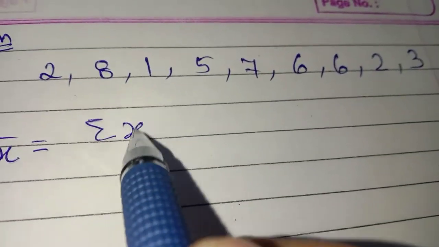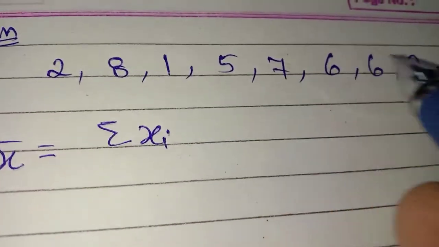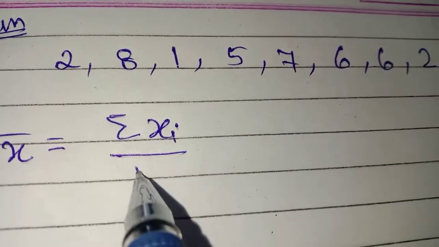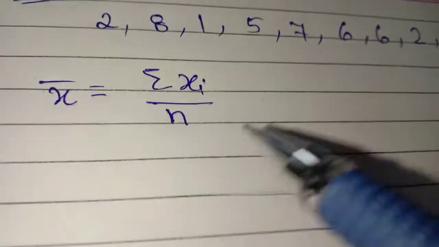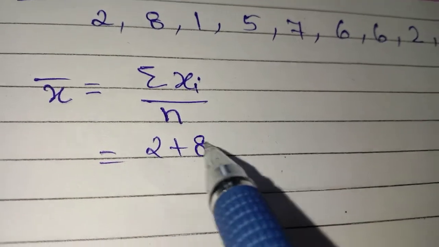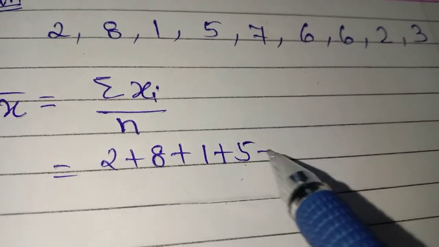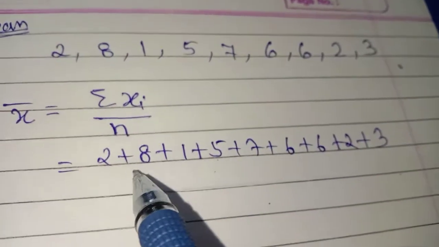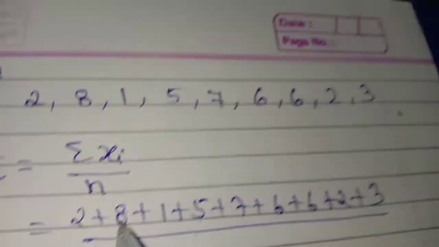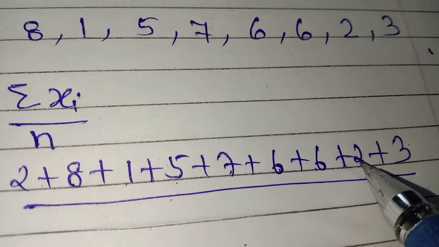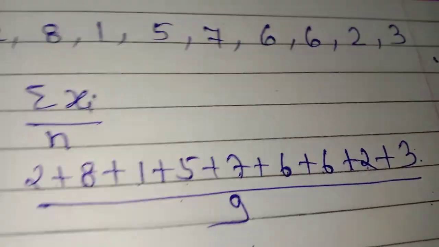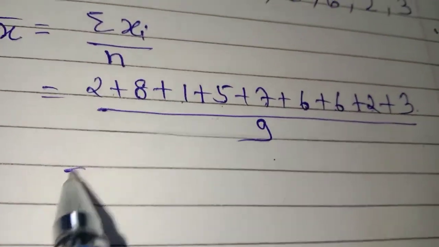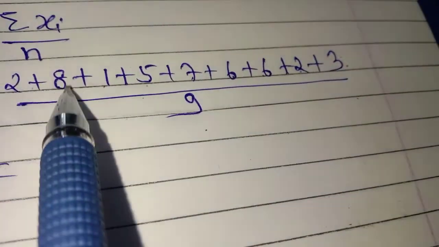Simply, we write the formula x bar is equal to summation of x divided by n. That is, we have to add all the given terms and divide by the total number of observations. So it is 2 plus 8 plus 1 plus 5 plus 7 plus 6 plus 6 plus 2 plus 3. Now let's count their number. It is 1, 2, 3, 4, 5, 6, 7, 8, 9. Now let's add them. 10, 11.